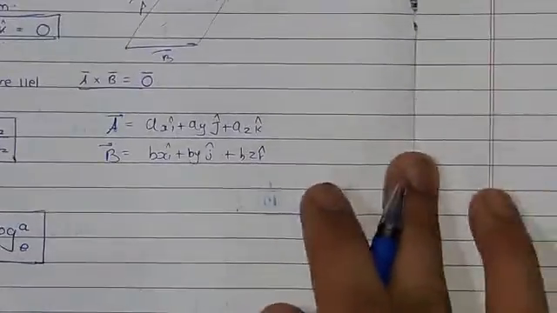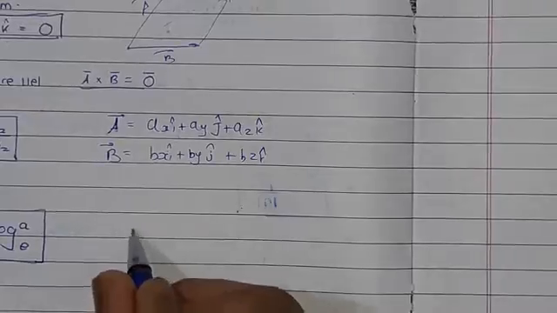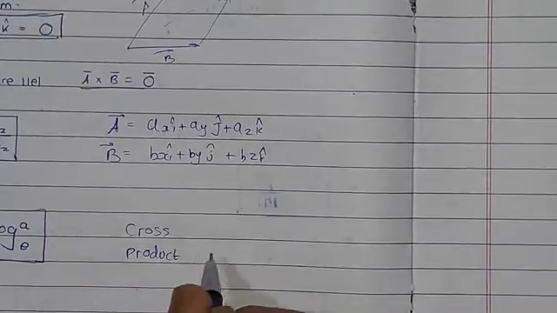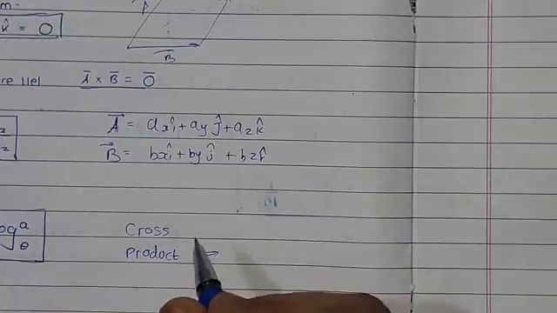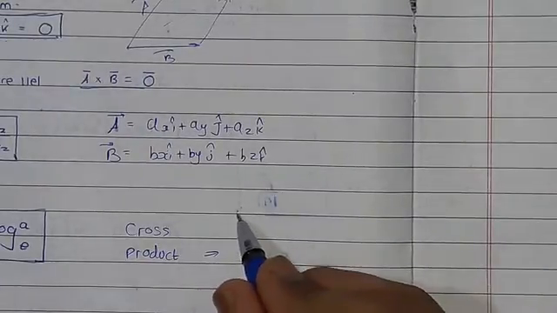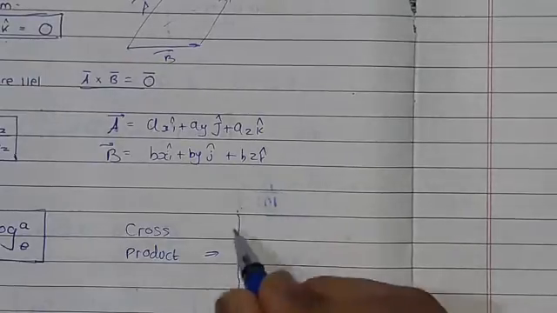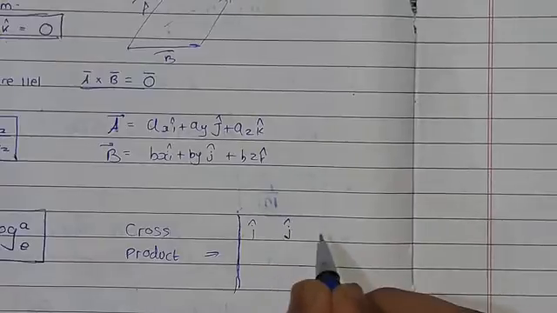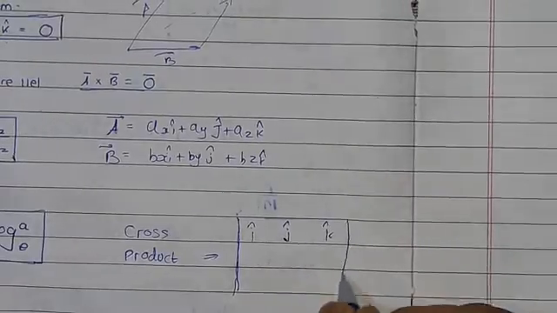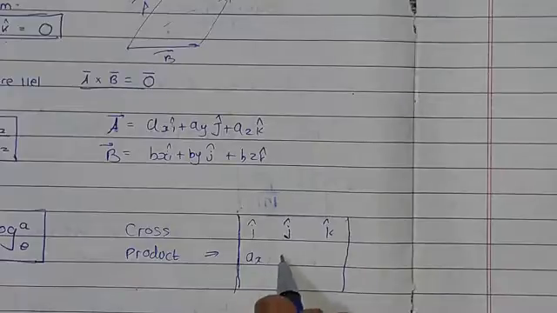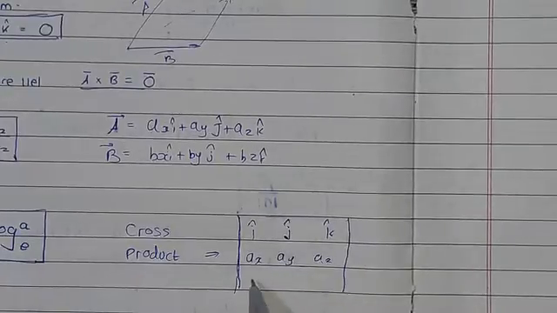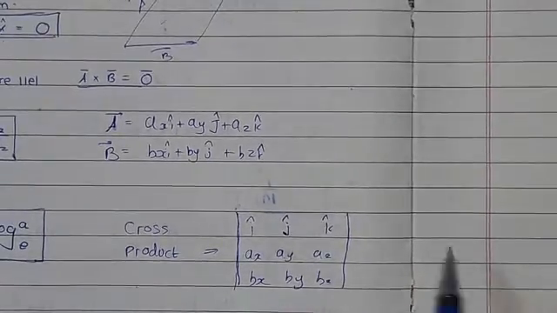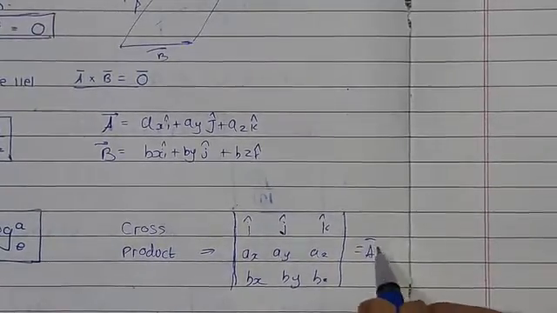then their cross product is, of course, do you know how to find determinants, right? So this whole is the game of determinants: i cap, j cap, k cap, AX, AY, AZ, BX, BY, BZ. This is equal to A bar cross B bar.